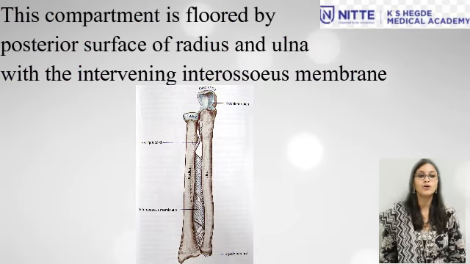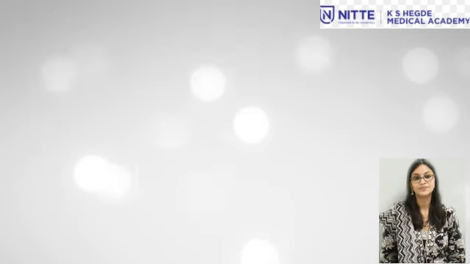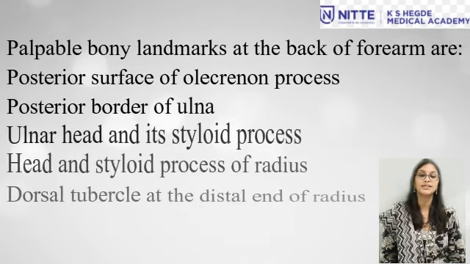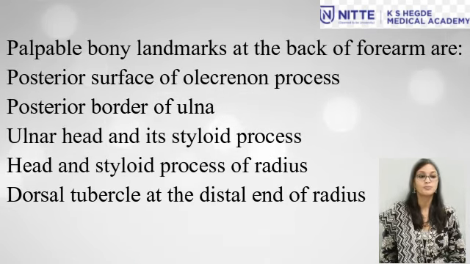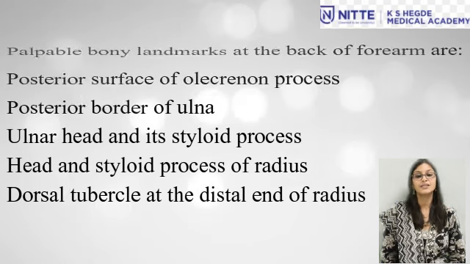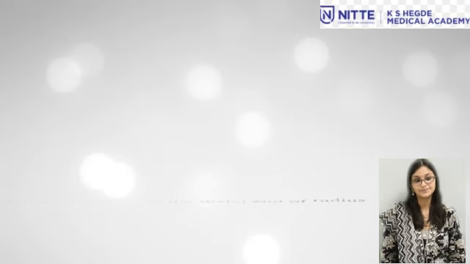The floor of the compartment is formed by the posterior surface of the radius, the ulna, and the interosseous membrane that holds both the bones together. The bones that are palpable at the back of the forearm are the posterior surface of the olecranon process, the posterior border of the ulna, the ulnar head and its styloid process, the head and styloid process of the radius, and the dorsal tubercle at the distal end of the radius.